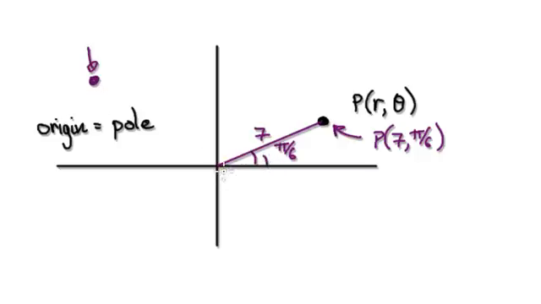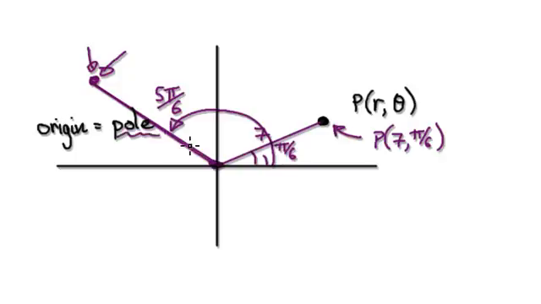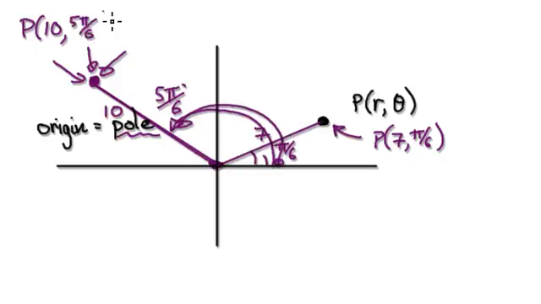Then suppose you want to specify this point here. So you would have to state the angle. In this case, let's just make it up, let's say the angle is 5 pi over 6, and then you would need to specify the distance from the pole to wherever this is. Let's just make it up. Let's say it's 10. So this particular point here will be 10 comma 5 pi over 6.